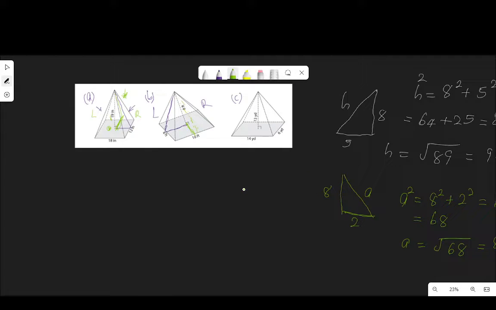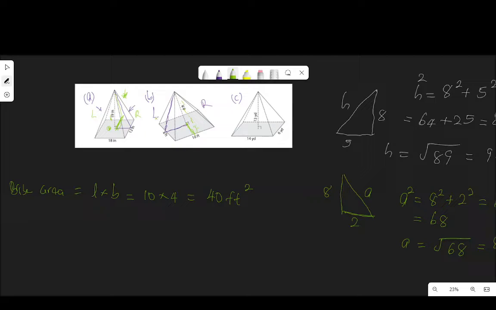Remember, surface area is the area of the rectangular base plus the area of the four triangular faces. So let's start with the area of the rectangular base. Let me call it base area. Base area is equal to length times breadth. That is the area of a rectangle. The length is 10 feet. The breadth is 4 feet. 10 times 4 is 40. So 40 feet squared is the area of the rectangular base.